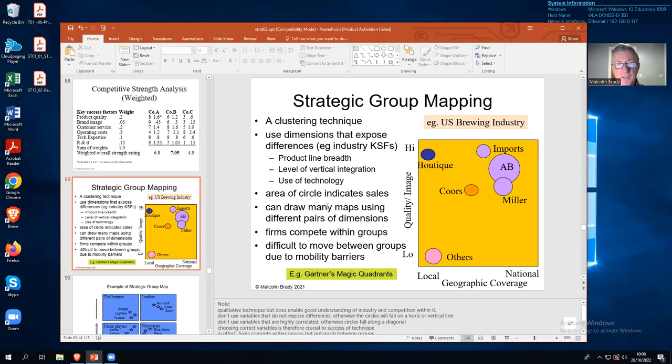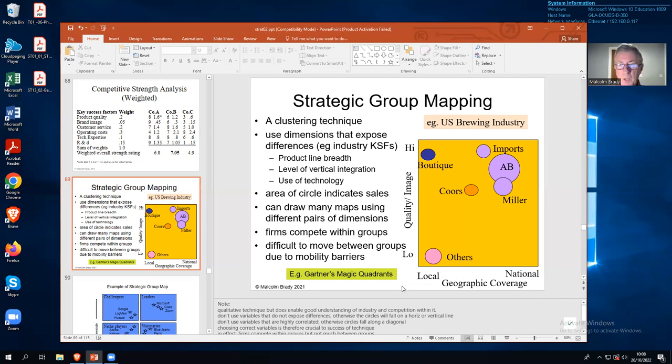Obviously, you want to use dimensions that expose the differences between the firms and the industries. I've mentioned already the most important or most critical dimensions tend to be the ones you will use for this. You can, of course, draw many different maps using different combinations of pairs of dimensions. Okay, so you could draw two or three different maps of the same industry, just choosing different dimensions and see where you stack up. In other words, does your strategic group change when the dimensions change?